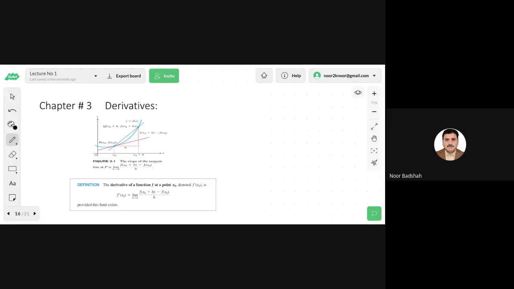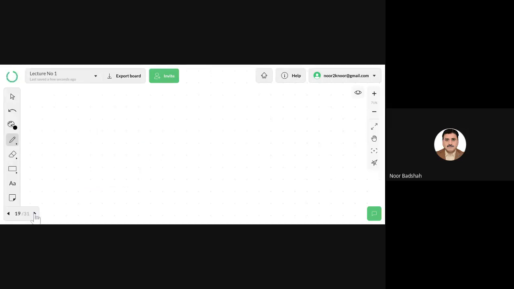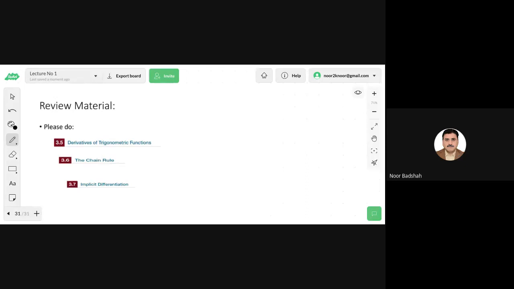So if you go to the end of this lecture, the lecture is given at the end. So exercise 3.5, exercise 3.6, exercise 3.7. In 3.5 you have to find derivative of trigonometric functions and you know how to find it.